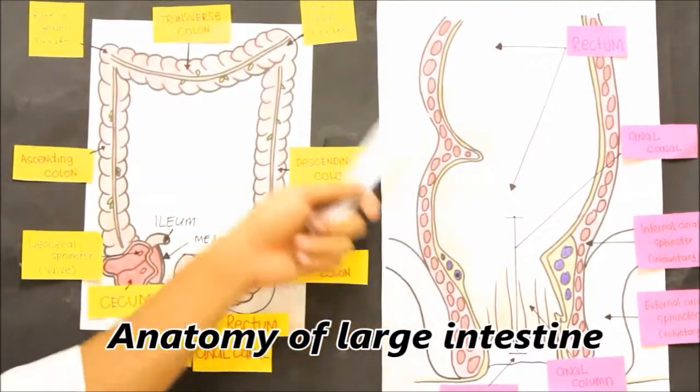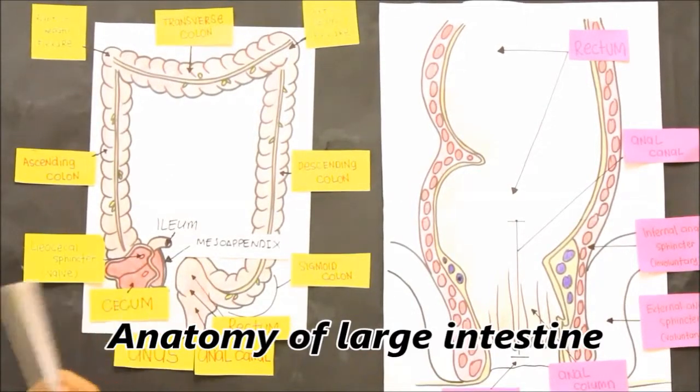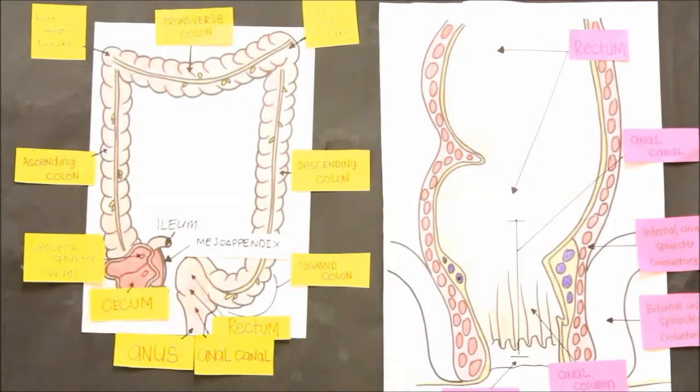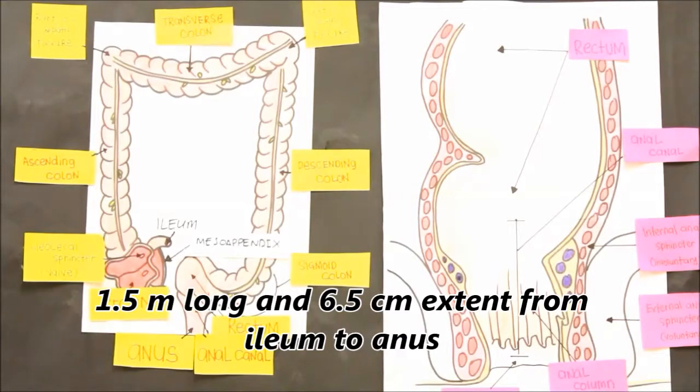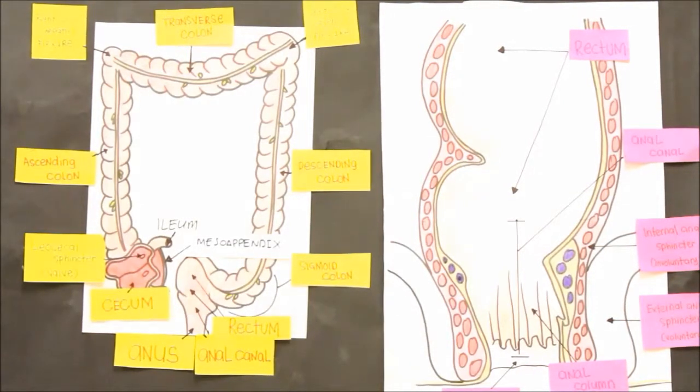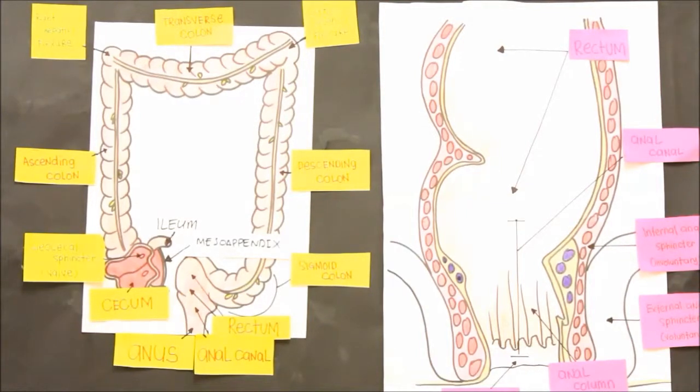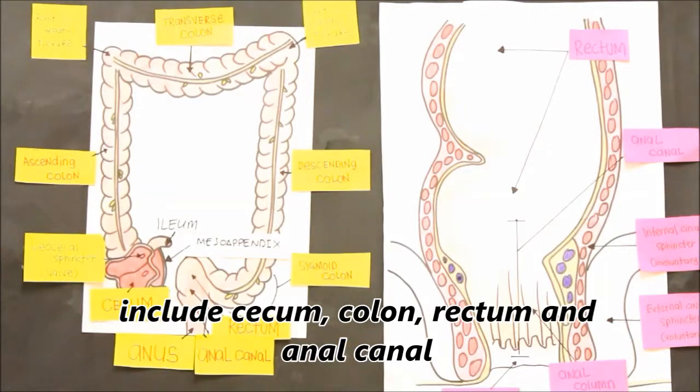This is an anatomy of a large intestine. The large intestine, which is about 1.5 meters long and 6.5 cm in diameter, extends from the ileum to the anus. The large intestine extends from the ileocecal sphincter to the anus. Its regions include the cecum, colon, rectum, and anal canal.